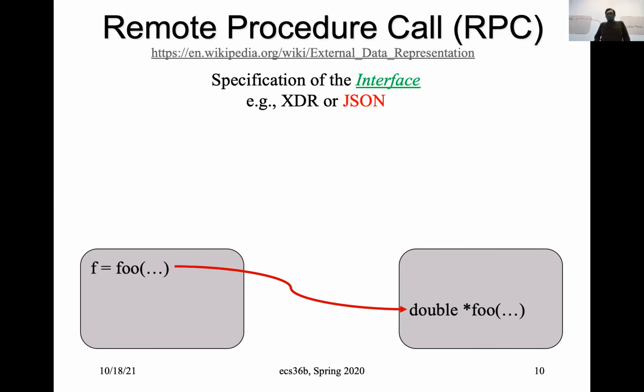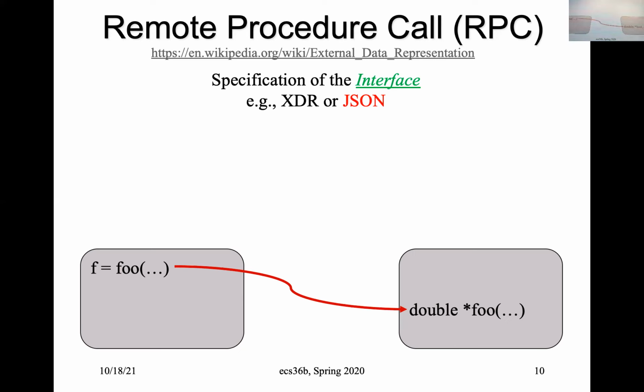So as you can see, there needs to be some kind of interface to define the information exchange between the server and the client. So we have to do something to actually specify that: the interface that enables remote procedure call.